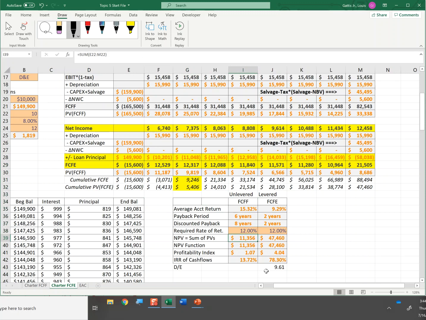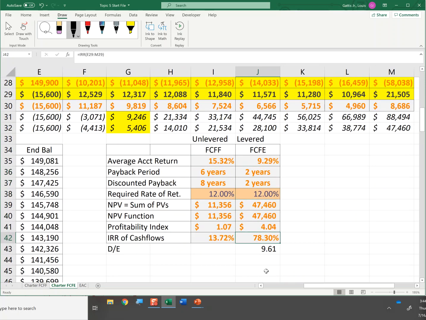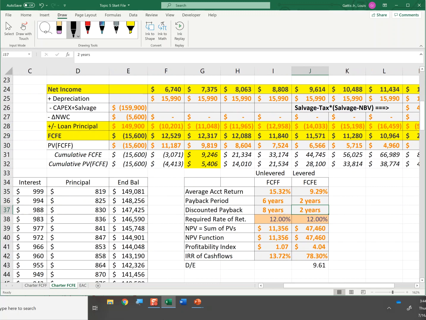I'll put the same required rate of return to calculate the NPV. The NPVs are much higher, from 11,000 to 47,000, which then makes the profitability index much higher, 4 times higher, and makes the IRR much higher. So the question is, should you finance this project with the loan, or should I do it without debt? Well, that's a hard question to answer. It seems like it's a no-brainer. Use the debt. I use less money today, and I get higher rates of returns.